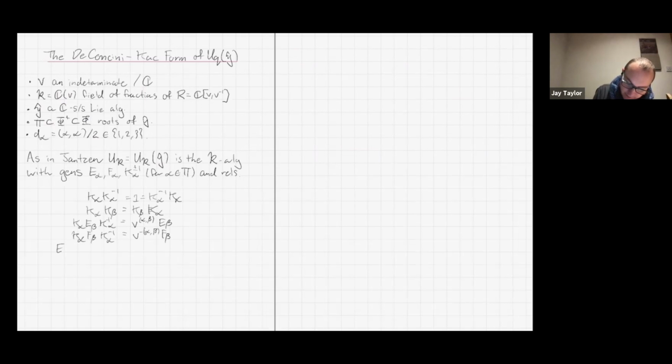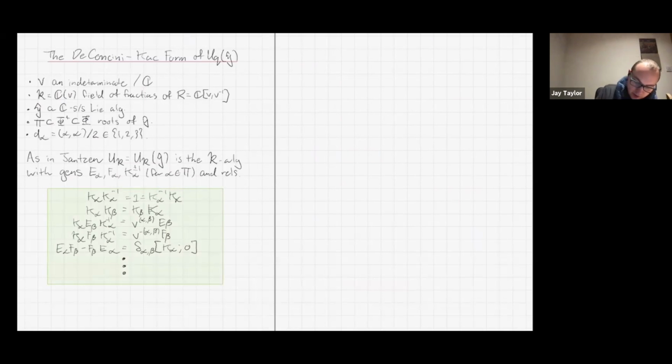And then I have these commutation relations where delta_alpha,beta is just the Kronecker delta. Okay, so there are these standard relations, and then there are the quantum Serre relations, which I'm not going to worry about.